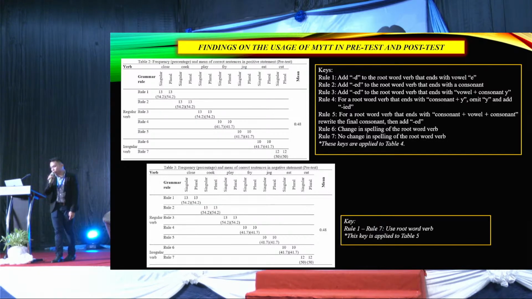And 0.48. So there was an increment between the post test and the pre-test of using MyTT. So I may say that the increment in mean score, 0.17, the difference, illuminated that there was an improvement in pupils' sentence writing performance by using the MyTenses table. Next slide, please.